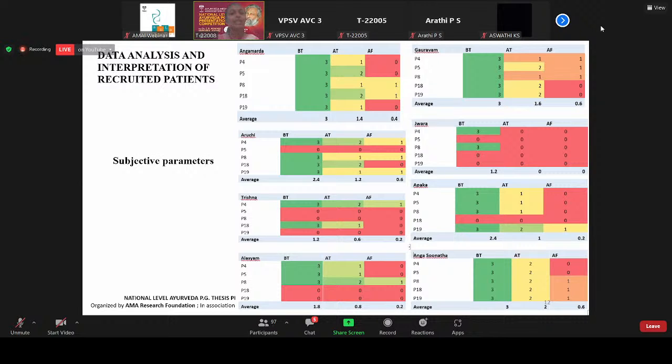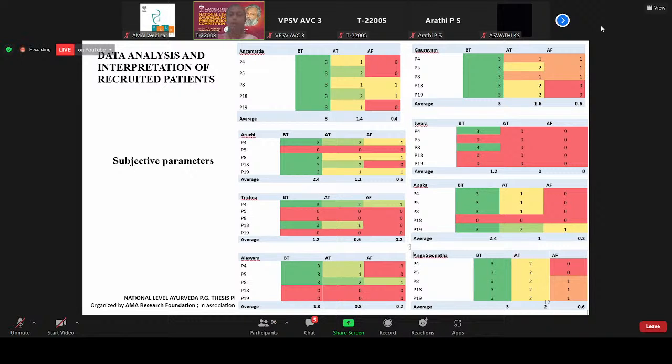For example, each value in patient number 4, each value of Angamarda before treatment was taken 6 times, and its average is noted here. So the total average of all the patients of Angamarda before treatment is 3, after treatment is 1.4, and after follow-up is 0.4. These are represented in the form of heat maps. From the color gradient itself, the improvement can be easily identified.